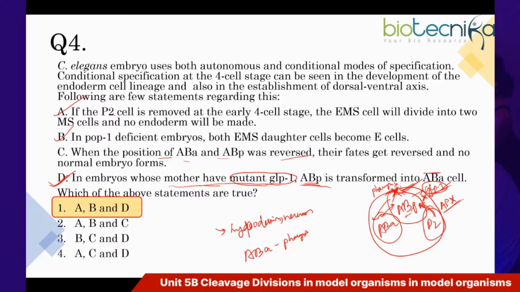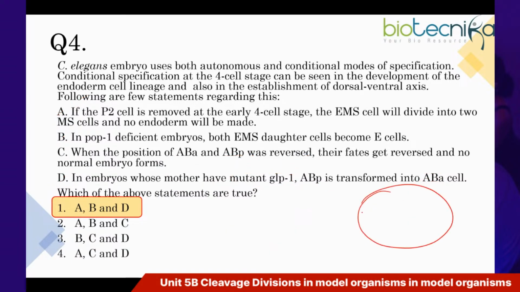Now what is it saying? When the position of ABA and ABP was reversed. Early, when P2 is giving signal, two daughter AB cells are formed, right? So even before the signaling, if you reverse their position, what will happen? It doesn't matter which AB daughter cell is there. P2 will give signal to that same daughter cell. Means if this was supposed to be here and you change it, then it doesn't matter. Another AB cell will come.